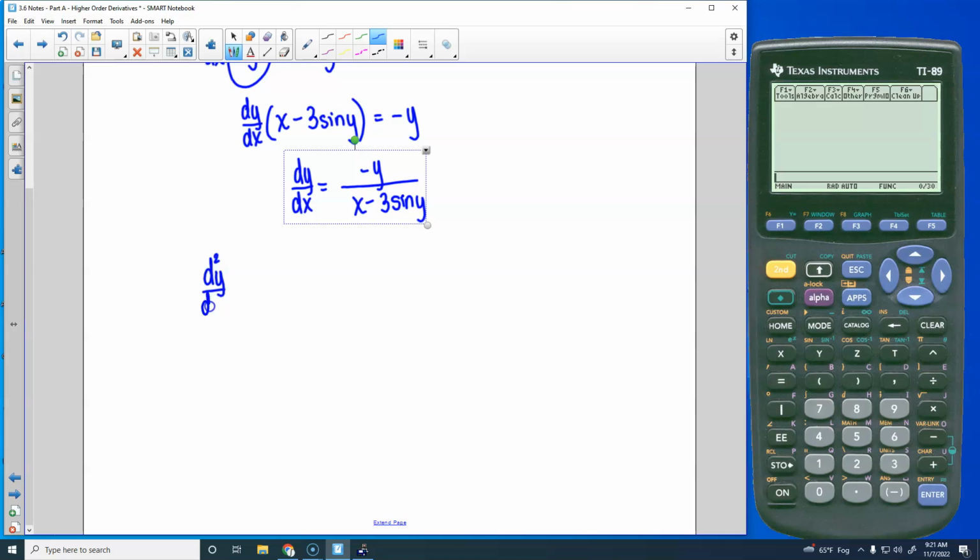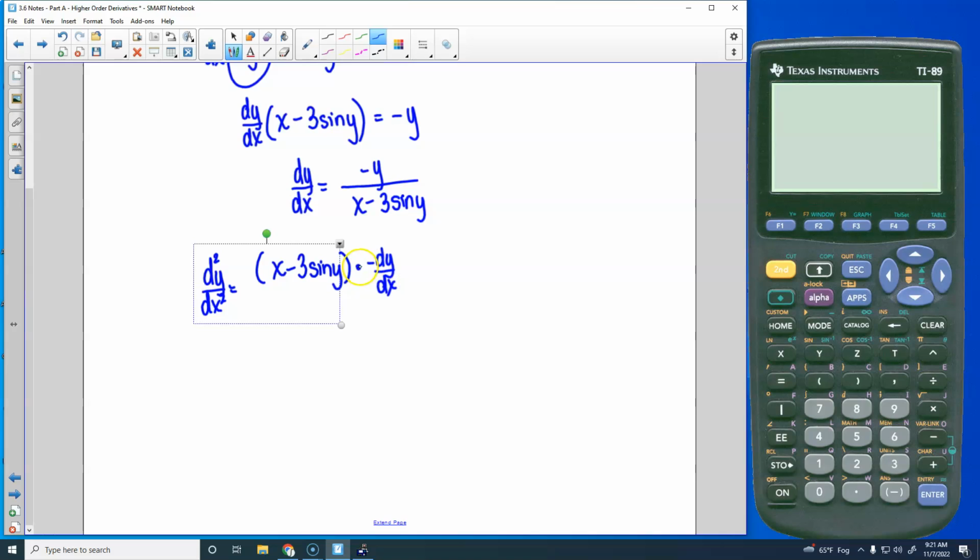So I'm going to take the second derivative, and that will be low, x minus 3 sine y, times the derivative of the high. What is the derivative of the top? Negative dy dx. Make sure you either use a multiplication sign there or parentheses so it doesn't look like you're doing minus dy dx. In fact, let's do some parentheses. I like this a little better.